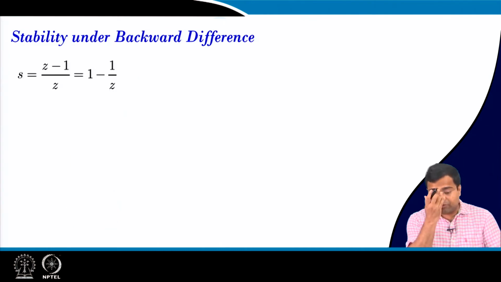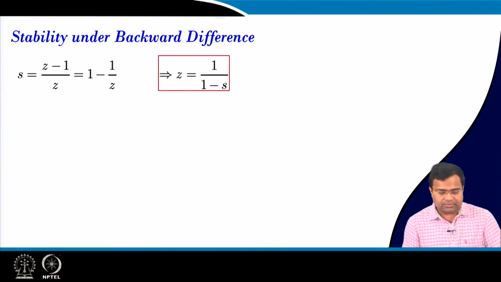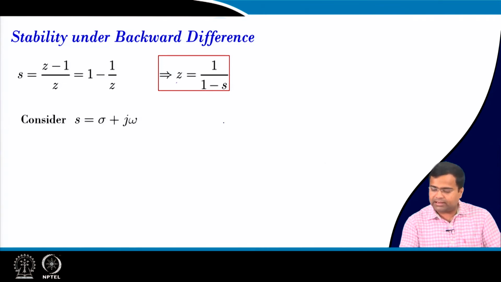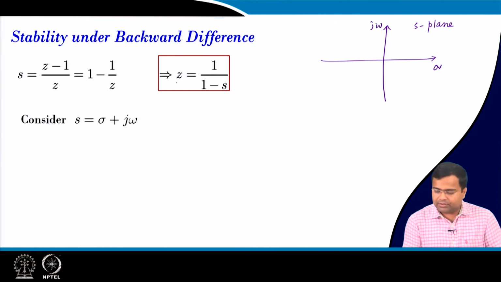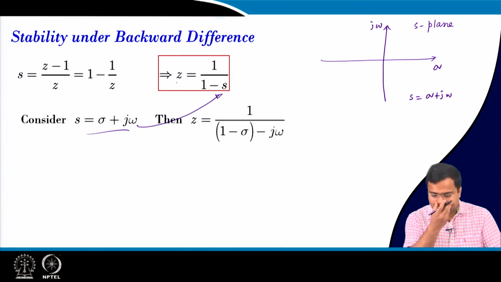So, now we want to see the stability. If you use backward difference, and if you get z in terms of s. Now, we are talking about the s domain. This is my s plane, this is my sigma, and this is my j omega, we know. So, we can write s equal to sigma plus j omega, this is a standard term that we have written, and we replace this s expression here. Then what will we get?